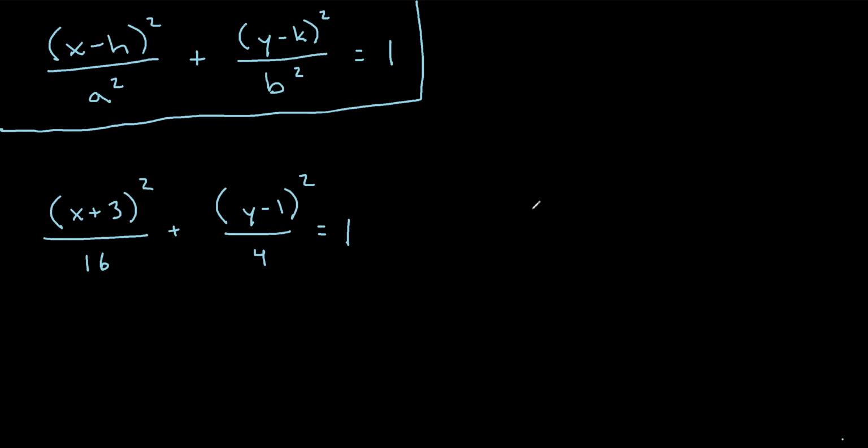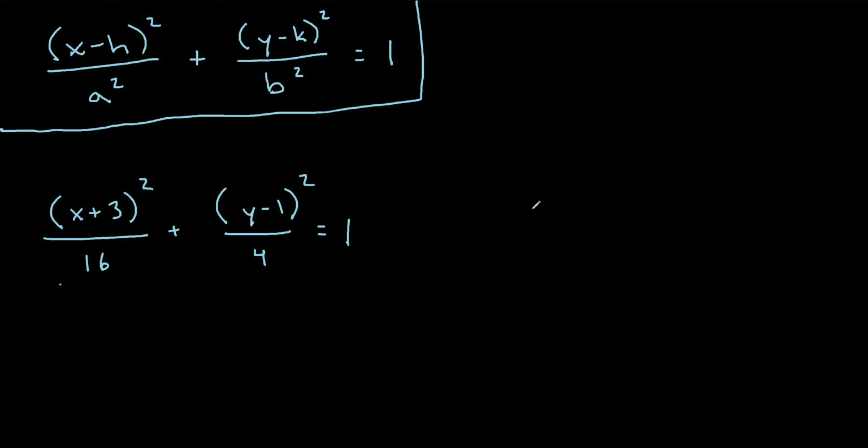In this video, we'll talk about how to find the center, the foci, and the vertices of an ellipse. So an ellipse has the following equation: (x - h)² / a² + (y - k)² / b² = 1. So let's work through an example.